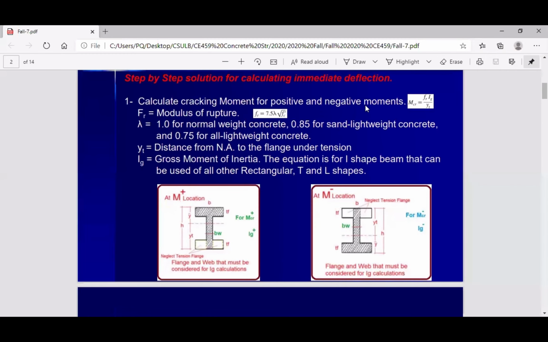FR will be the same because nothing is new. FR is for positive moment, negative moment is always constant. FR is the same. But if you use IG for positive, YT for positive, you will get M crack for positive. If you use IG for negative, YT for negative, you will get M crack for negative. I hope it's completely clear. FR no change. IG, as you saw, we calculated YT for negative, Y bar for negative, IG for negative, YT for positive, Y bar for positive, IG for positive.